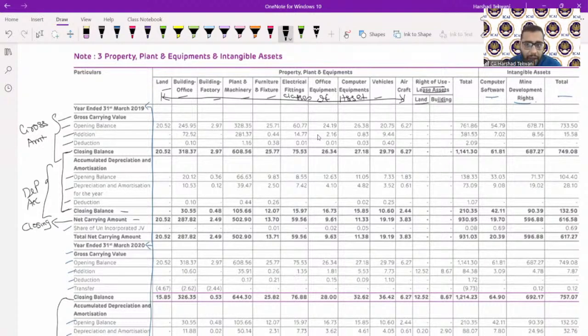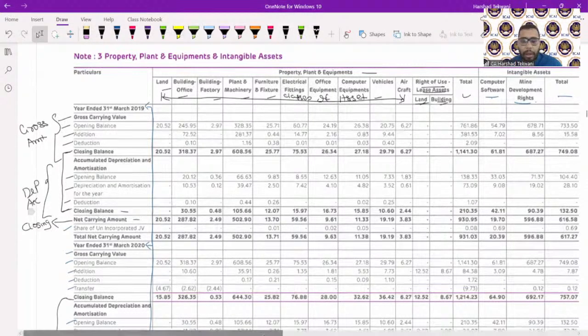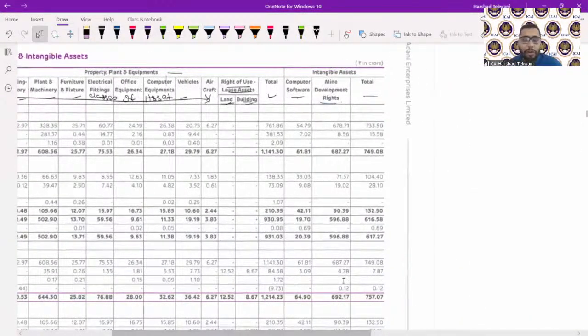If they have an aircraft, then aircraft. Also, remember that we saw we are required to show separately the lease asset held under lease. So right to use of asset, and for lease asset, land and building separately. Then you have a total plant property and equipment. This is the second portion which talks about the intangibles. We'll see in a while intangibles also.